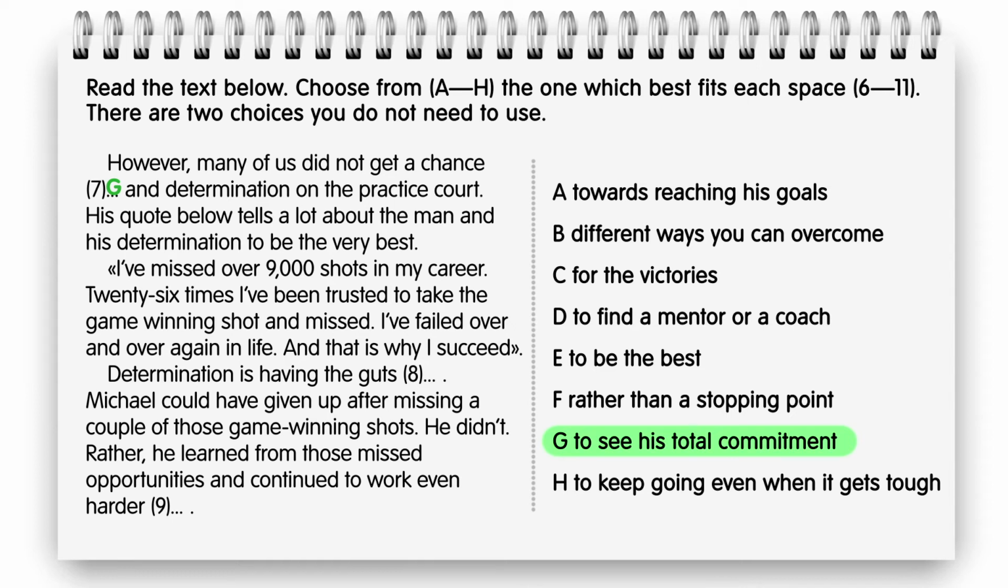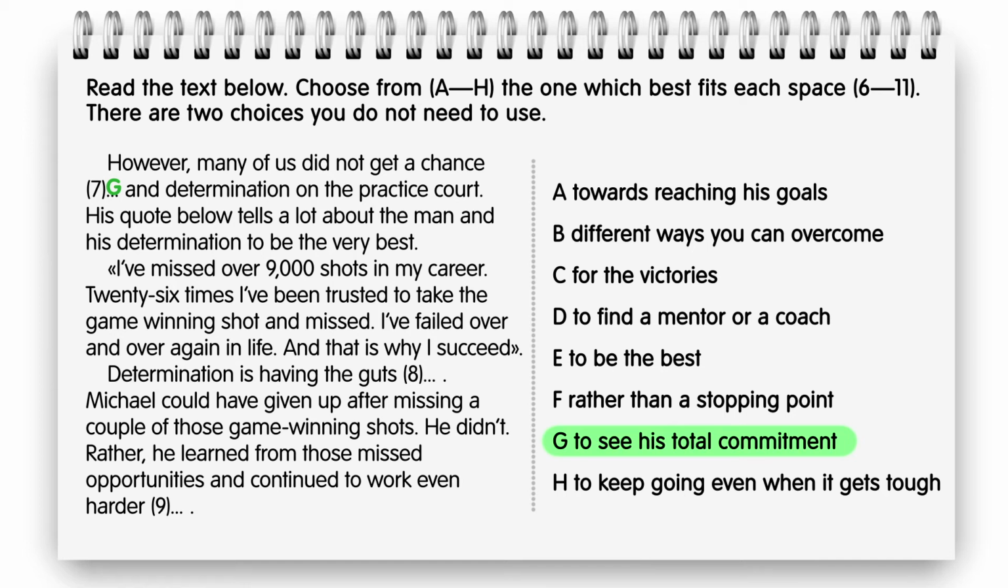Now, let's move on to the next gap. Determination is having the guts, blank. Now here, this is the end of a sentence. Determination is having the guts. Now, having the guts to do something, right? We follow having the guts with the infinitive, even though it's slang and even though you may not be exactly sure what it means. Here, we should follow it with the infinitive.